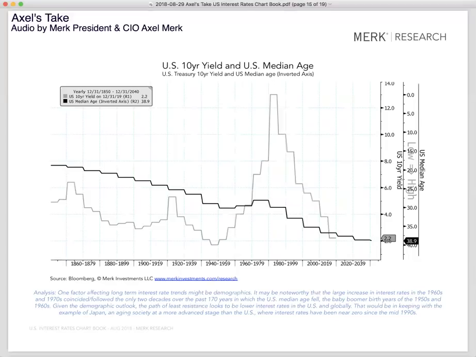Look at the timeline. We're going back to 1850, and we see the median age in the US in the black line, and that axis is inverted. The argument here is that as the median age is moving higher, longer term rates are coming down. A good reason for that is that we have seen in Japan, with its massive debt load, that interest rates are very, very low. And there are different views as to how influential that is.